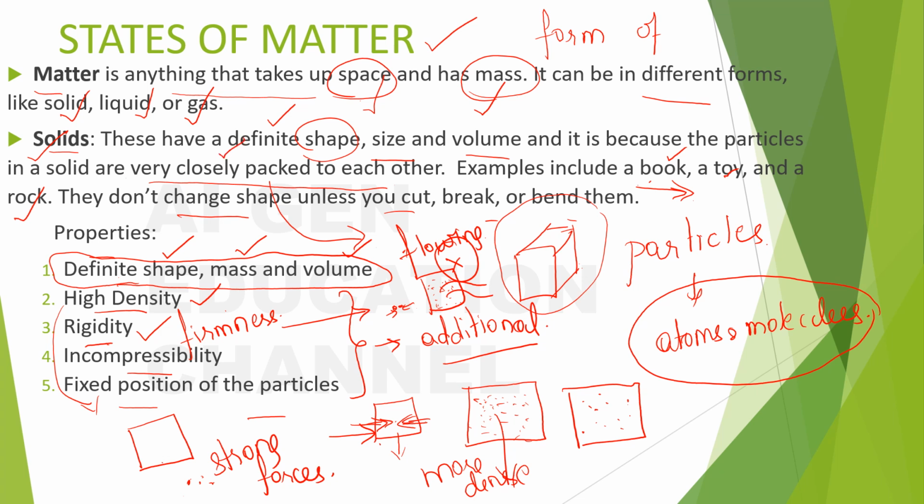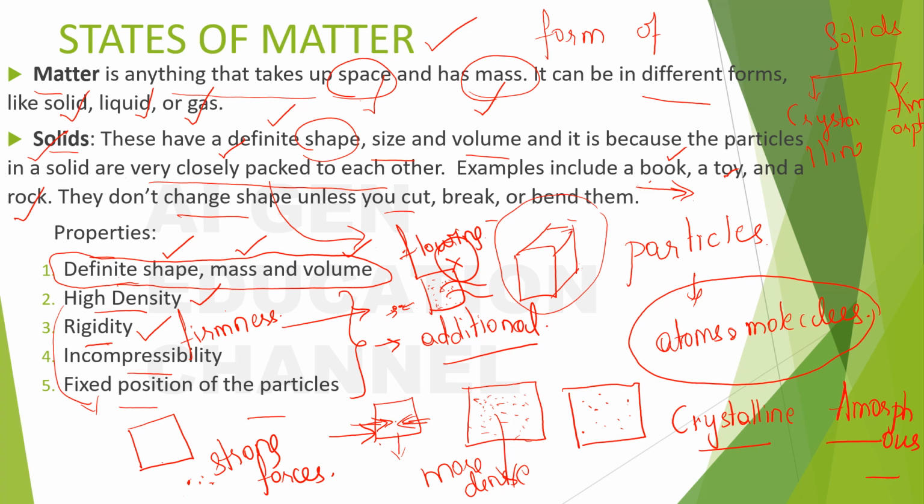If I have to get into more details, then I can say that solids can also be of two different types. This may not be important, but I just want to let you know: crystalline and amorphous. I'll write it properly. Crystalline and amorphous. These are the two types of solids.